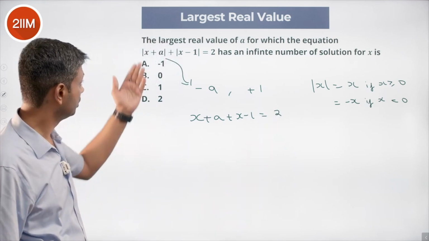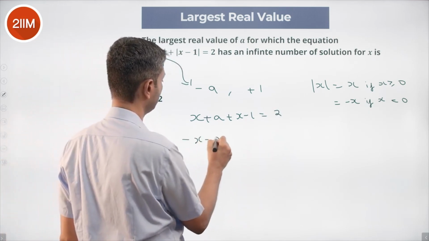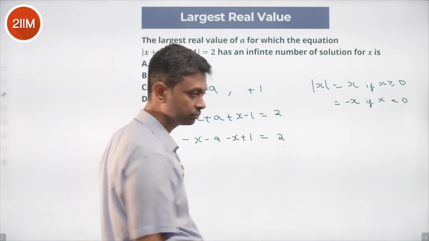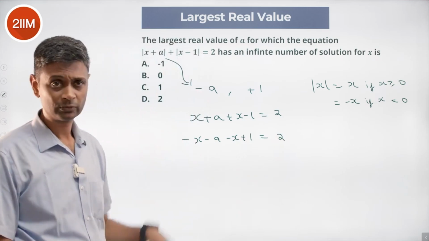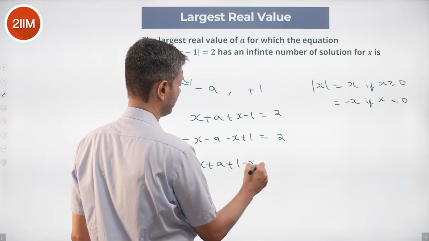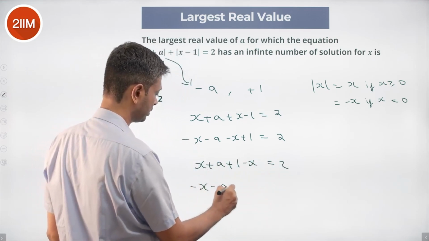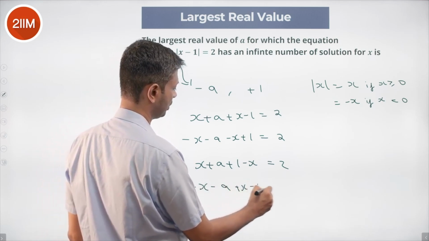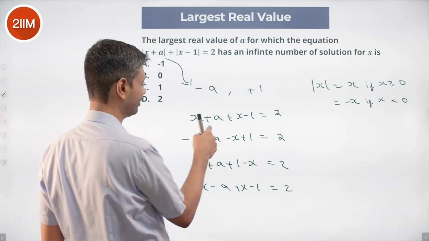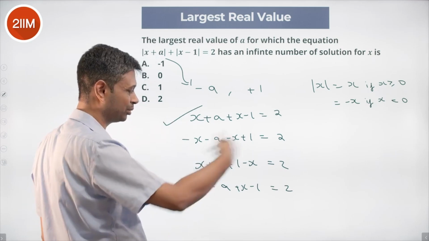That is one possibility. Where this is positive, this is positive. Or minus x minus a minus x plus 1 equal to 2. That both are negative. Or x plus a plus 1 minus x equal to 2. Or minus x minus a plus x minus 1 equal to 2. You solve for this, we get 2x equal to 3 minus a. We get 2 solutions. We get minus 2x equal to 1 plus a.